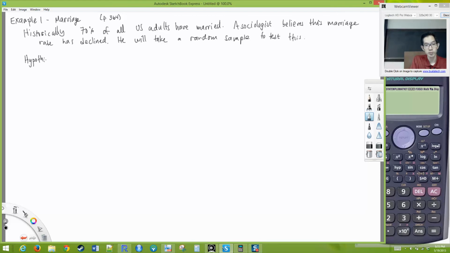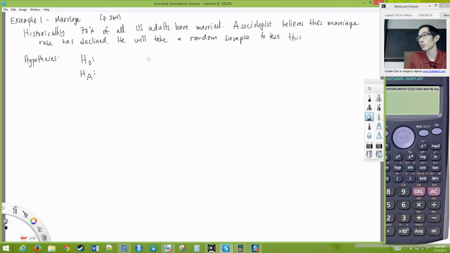Okay, we have a null hypothesis and an alternative hypothesis. So we want to take our data and test to see what it says. 70% of all adults have married historically, and a sociologist today believes this marriage rate has declined. So we want to know, has the marriage rate declined? Okay. So our null hypothesis is going to be that the marriage rate has not declined, and the alternative will be that the marriage rate has declined.